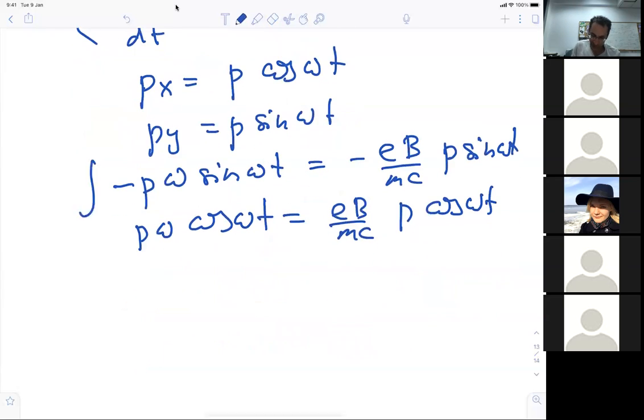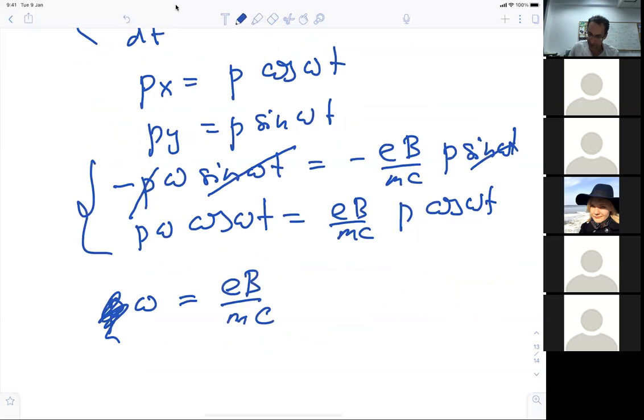So this is my system of equations, and the first one tells me p dot is gone, omega is equal to eB over mc, because I can cross this and I can cross this. And the second equation also tells me exactly the same. And therefore, this is my solution. I will call this object omega cyclotron, eB over mc.